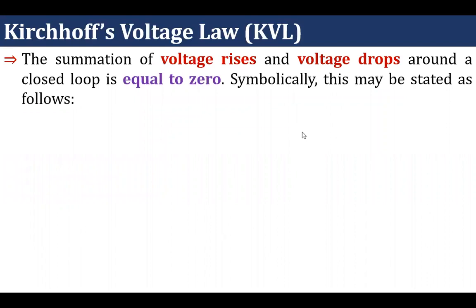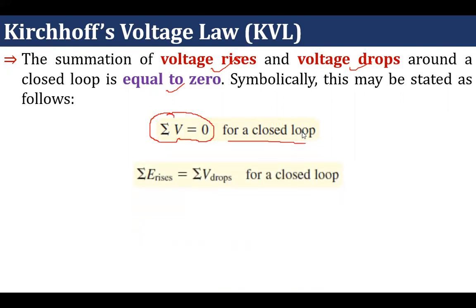As per Kirchhoff's voltage law, the summation of voltage rise and voltage drop around a closed loop equals 0. Symbolically, this can be represented as summation of voltage equal to 0 for a closed loop. In another way, we can write summation of voltage rise equals summation of voltage drop for a closed loop. What is the meaning of this voltage rise and voltage drop?